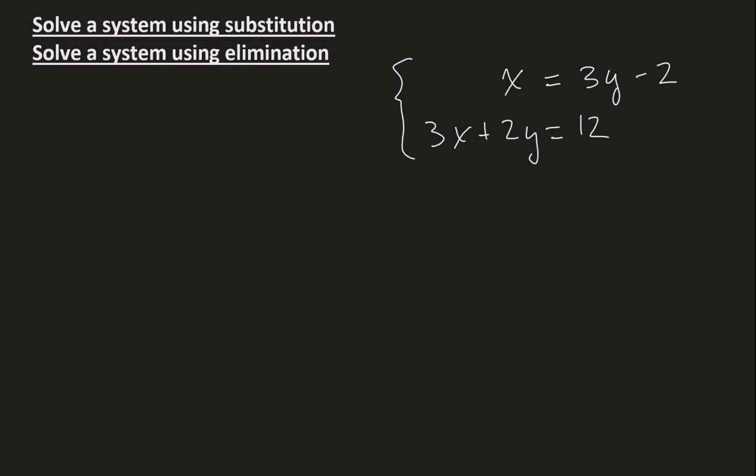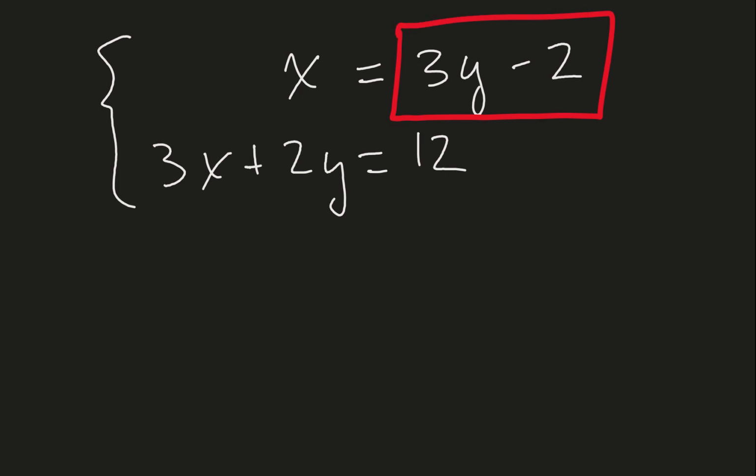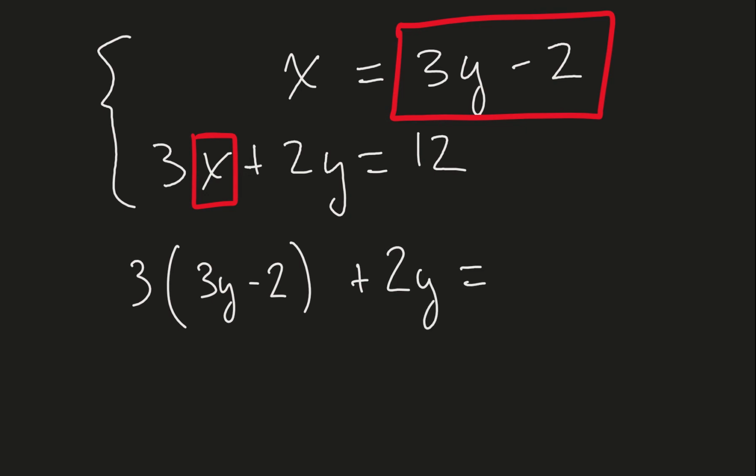So I've written the system x is equal to 3y minus 2, and 3x plus 2y is 12. So I think this is a good candidate for substitution because the top equation gives me an expression that's equivalent to x. So this is the same as x. So my strategy here is to rewrite this second equation using the value of x from the top equation. So I'm going to write 3 and then open parens, 3y minus 2 close paren plus 2y equals 12.